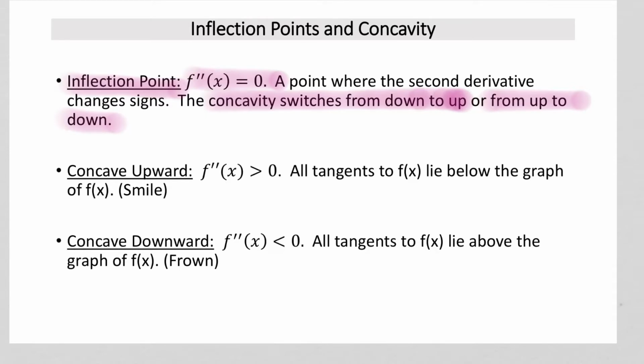So if you're concave upward, your second derivative is positive. All right, we don't necessarily need to talk about the tangents to the graph, but this will be shaped like a smile. If you're concave downward, your second derivative will have a negative value, and this will be shaped like a frown.